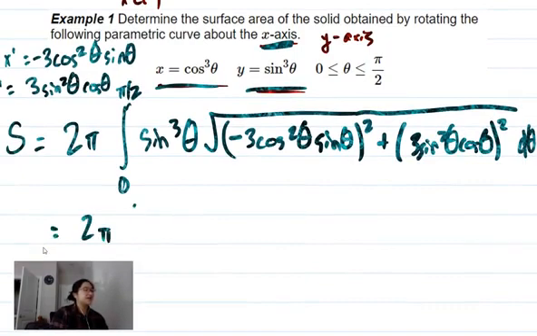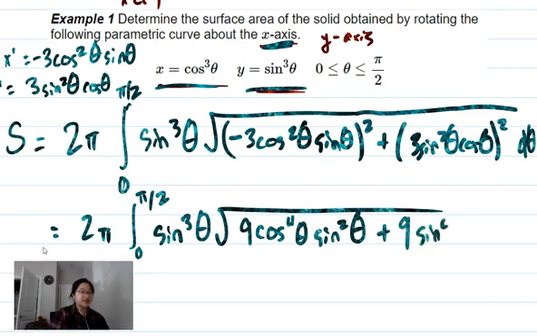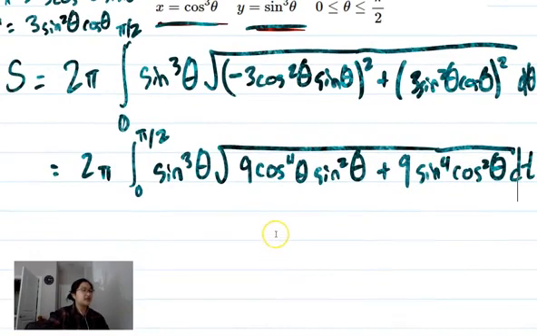2 pi from 0 to pi over 2 times sine cubed theta times root, what is this? 9 cosine to the 4th theta sine squared theta plus 9, because 3 squared is 9, sine to the fourth cosine squared d theta. Okay, so we can factor out sine squared and cosine squared from everything inside our radical in our integrand.